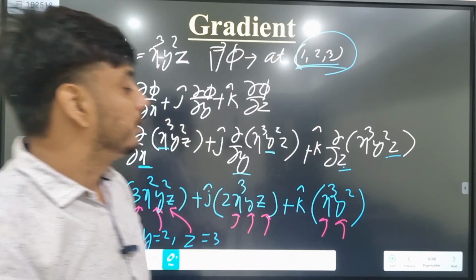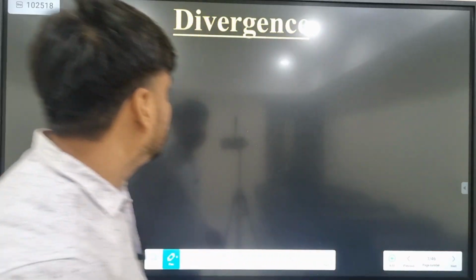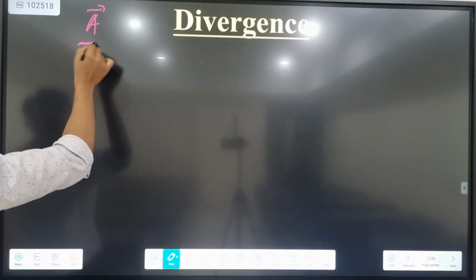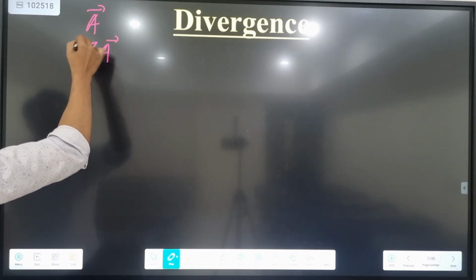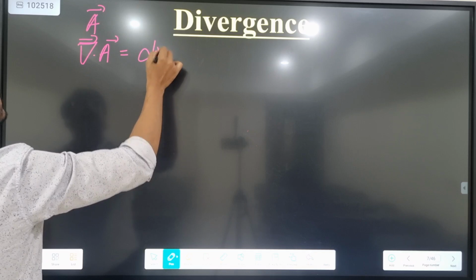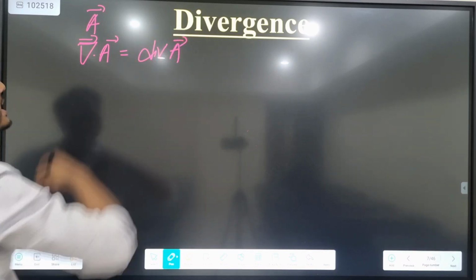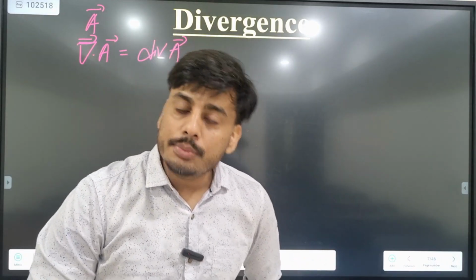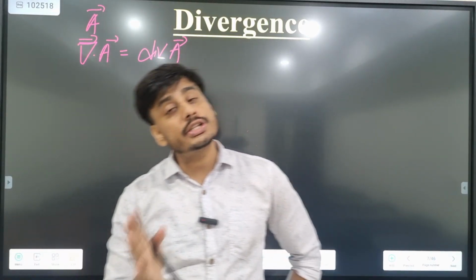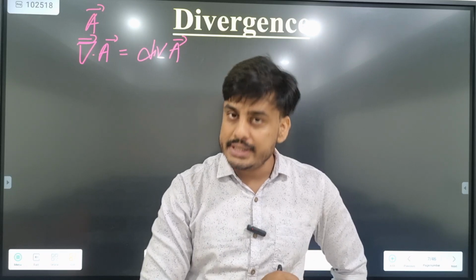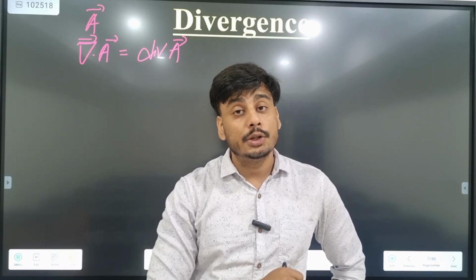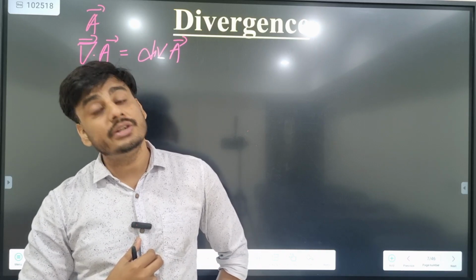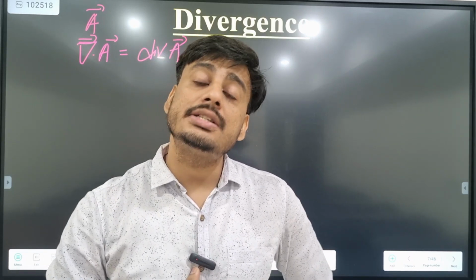Next we will go to the divergence. So divergence is what? Dot product. If any vector A is there, then del dot A. Del dot A is said to be divergence of A, div A. You know that the dot product of any two vectors is also said to be a scalar product. Why is it said to be a scalar product? Because the result of a dot product is nothing but a scalar quantity. Since the result is a scalar quantity, this is said to be a scalar product.